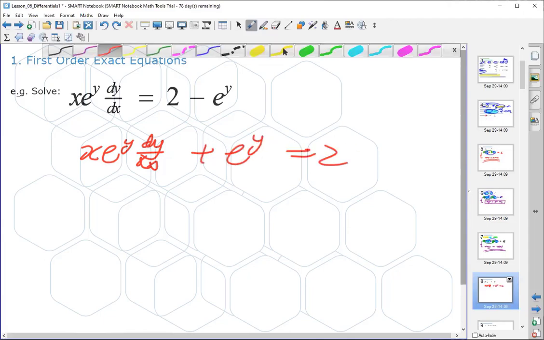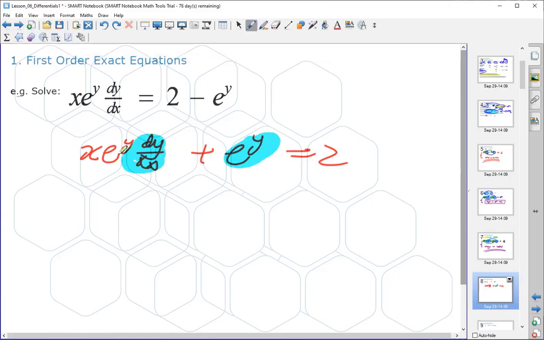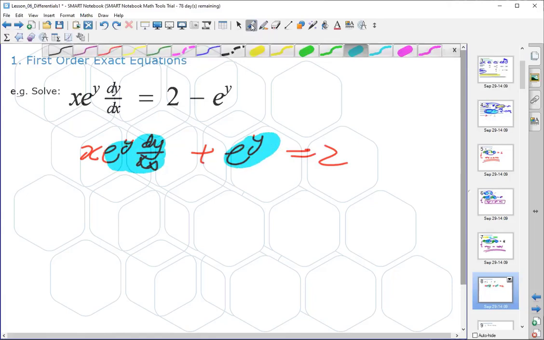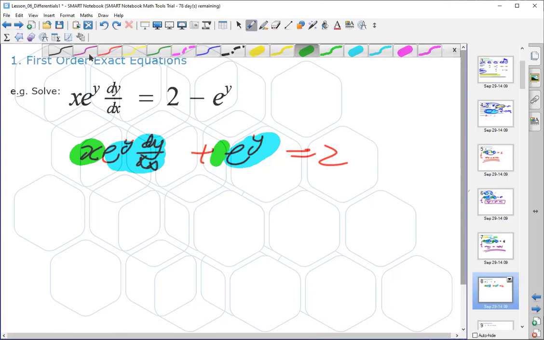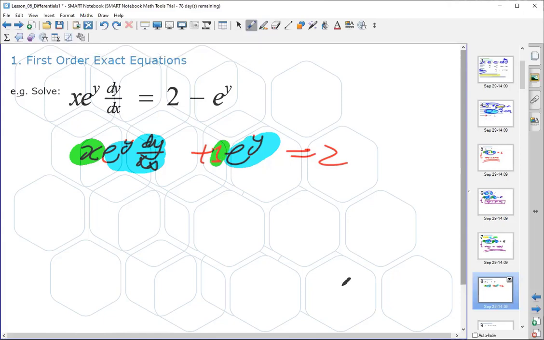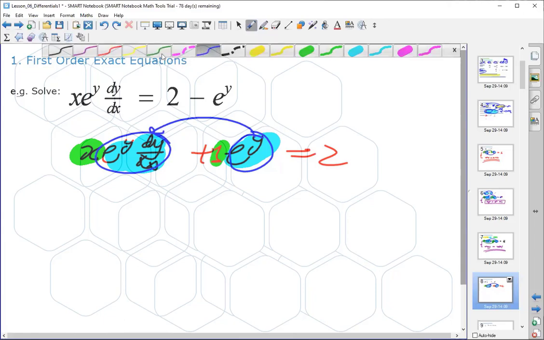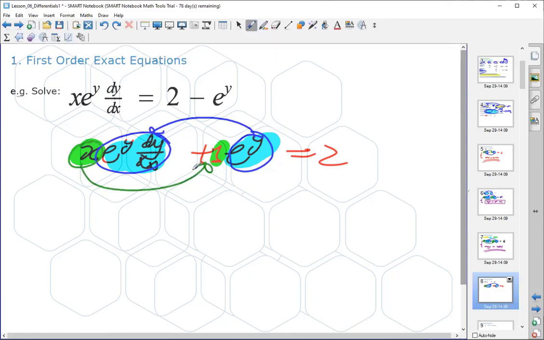Now I'm going to highlight the y bits. There's a y bit and there's a y bit, and then I'm going to highlight the x bits. Oh, there isn't really an x bit, so I'll just put a 1 there. That will do. No one's going to care if I just put a 1 in there. Does it all match up, Joe? Yes. Yeah, when you differentiate e to the y, you get e to the y dy by dx. When you differentiate x, you get 1.